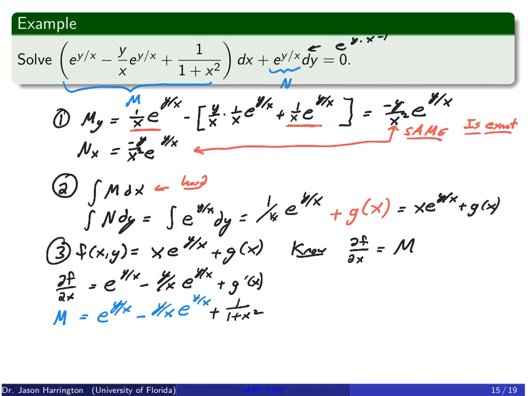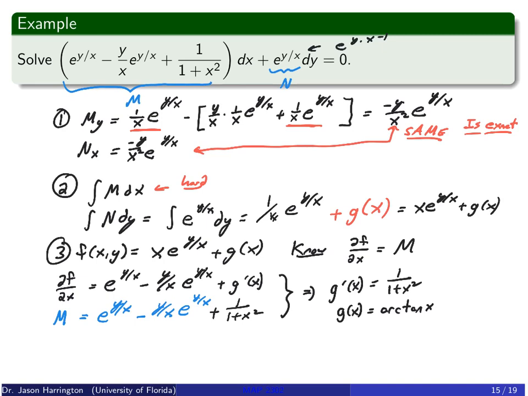So if these two things have to be exactly the same, well, these are already the same. That means the derivative must be 1 over 1 plus x squared. So that tells us that g prime of x is equal to 1 over 1 plus x squared. So then g of x is just equal to the arctangent of x plus a constant. All right, but again, we can pick that particular constant to be 0. Right? We can pick this to be whatever we want.